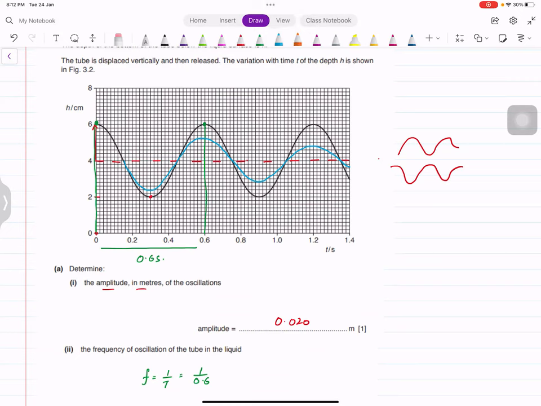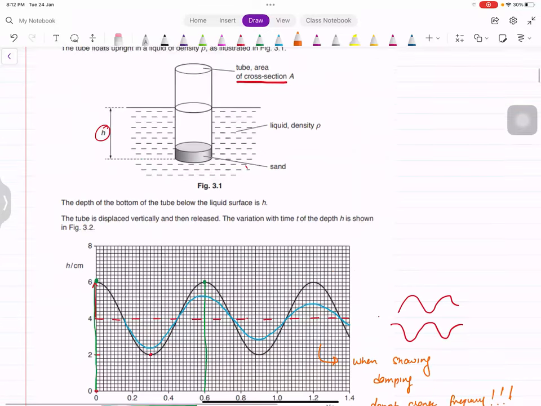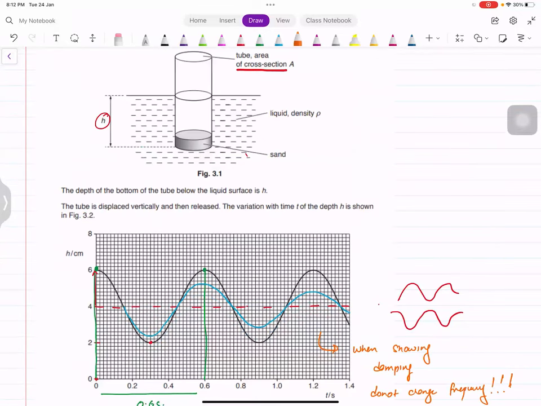When showing damping, do not change the frequency. All right, that's very important. Otherwise, the question will go wrong. Okay, understood. Sir, amplitude we have to find from the middle to the maximums. And this is just like the previous question. Okay, yes sir, I understood.